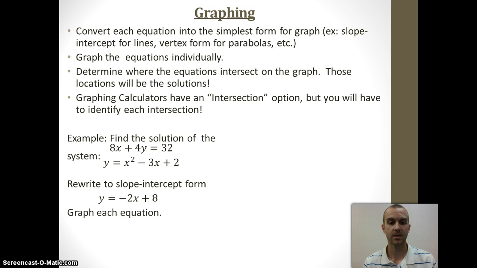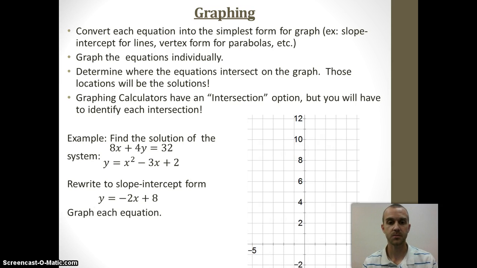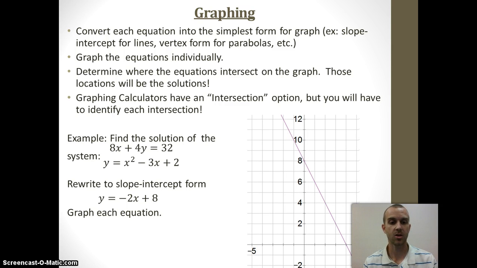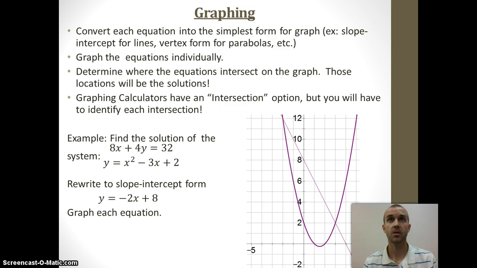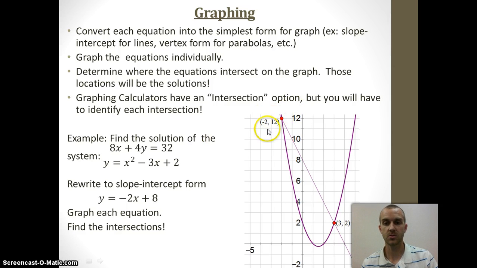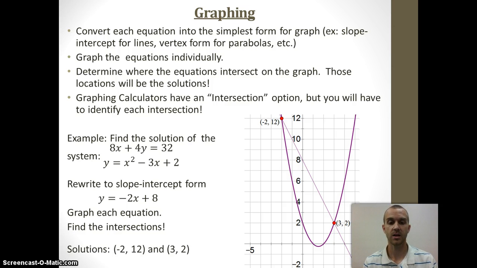I'd graph that line, and then I'd graph the parabola. So if I graph y equals negative 2x plus 8, then I can graph x squared minus 3x plus 2, and you can use the vertex form, and you'll see that you end up with a graph like this. Now I'm looking at where these two equations intersect on the coordinate plane, and I notice they intersect at negative 2, 12 and at 3, 2. So my solutions for this case are negative 2, 12 and 3, 2. This one has two solutions as part of the system.